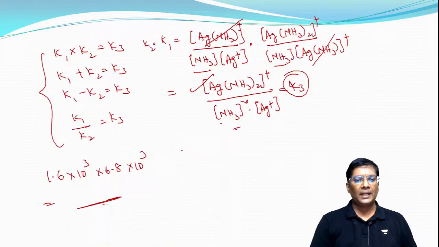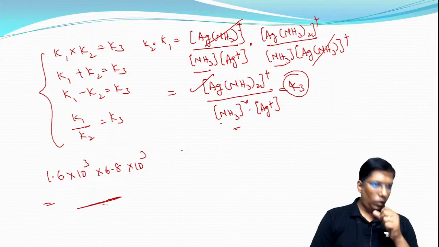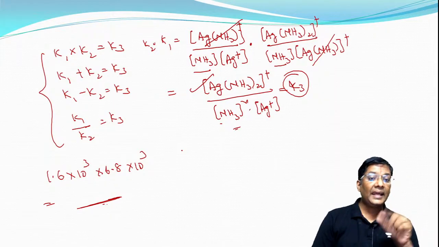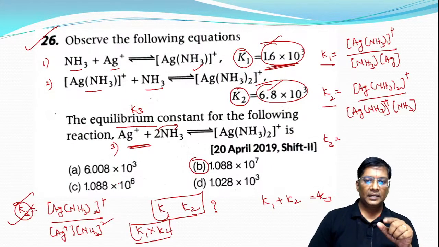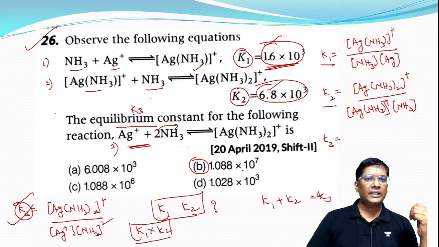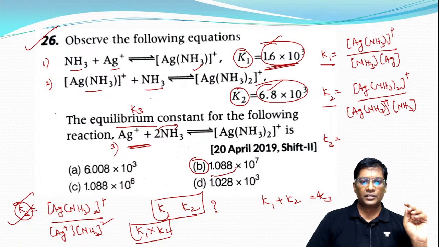Multiply 1.6 into 6.8 once and see what answer you get. You get 10.88 into 10 to the power of 6, so 1.088 into 10 power 7. Srijyoti, it is not C, it is purely B. 1.6 into 6.8 gives 1.088 into 10 to the power of 7. That's the correct answer.